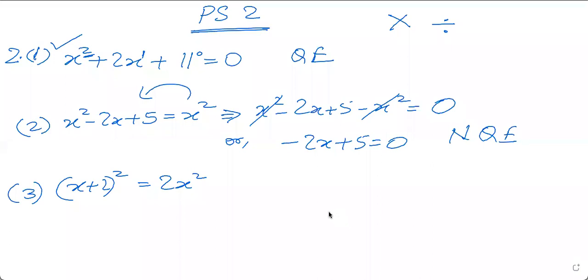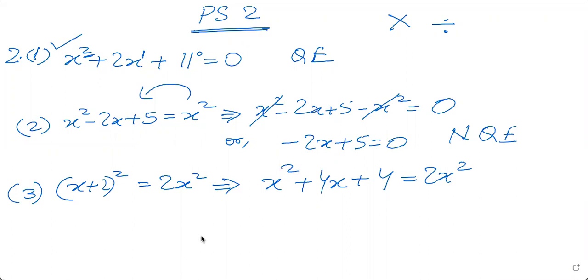Finally, the third equation. In the third equation, we have multiplication. It says x plus 2 whole square, which means x plus 2 into x plus 2. So we have to do that multiplication, or we can just use the formula a plus b whole square, which is equal to a square plus 2 into a into b, so 2 into x into 2, which is 4x, plus b square, so 2 square, equals to 2x square.